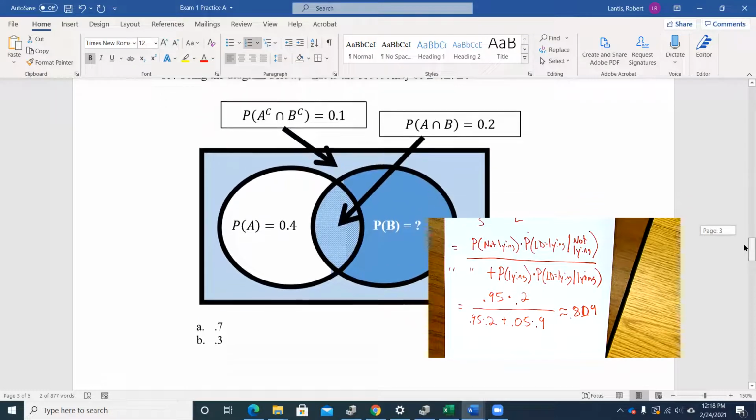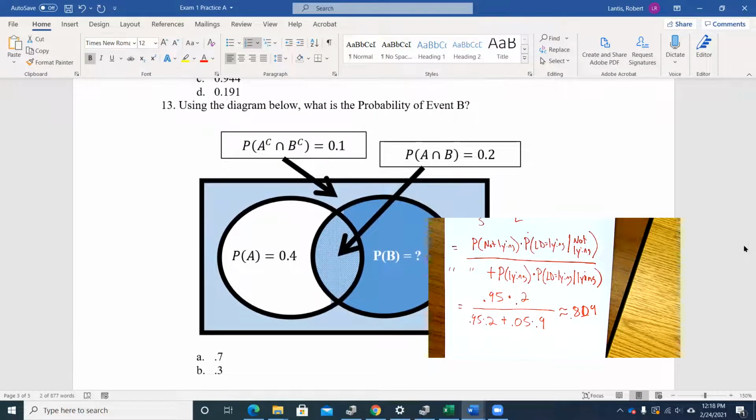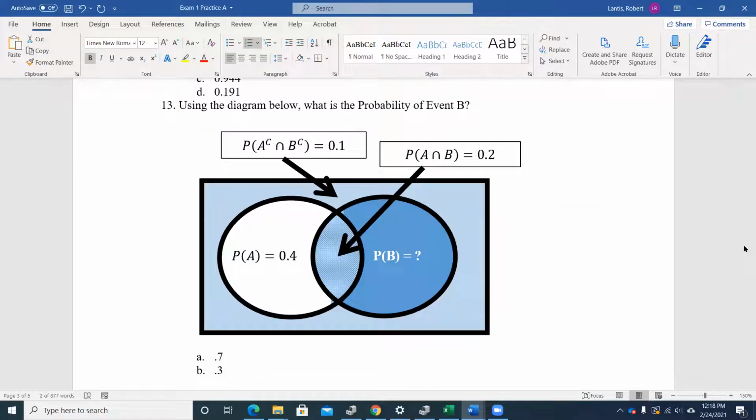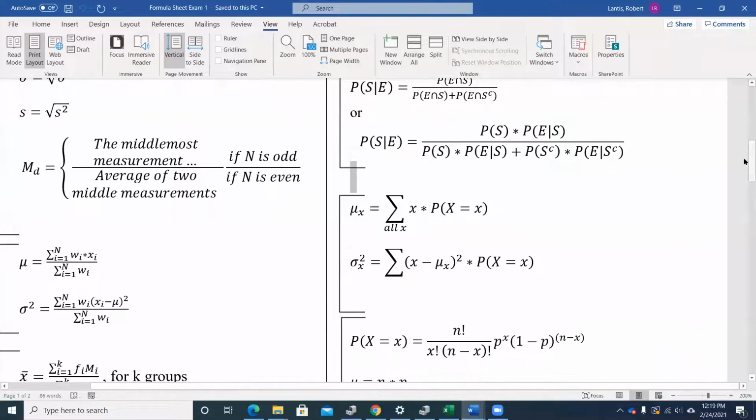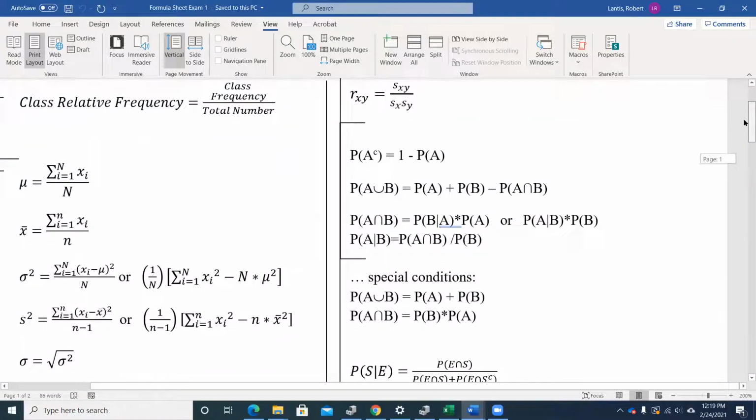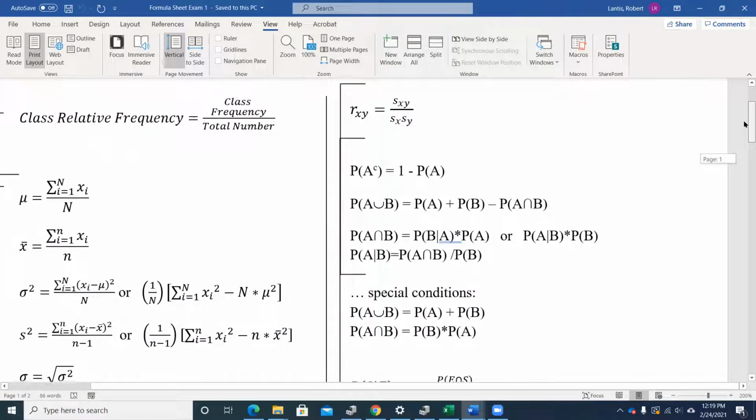the next one we'll work through here is question 13. So I'm going to minimize this for just 1 second. So let's say we have this Venn diagram and we're asked for the probability of B here. If we go to our formula sheet, we don't have this equation on there because it's really a combination of two things.